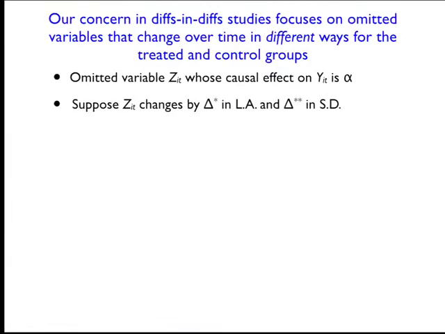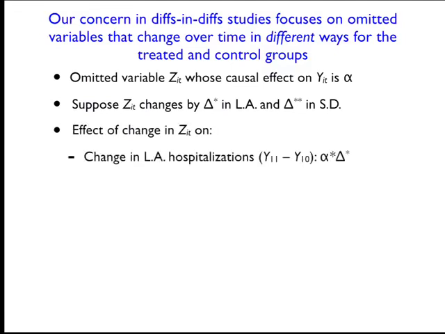Let's suppose that we have this variable Z that has an effect alpha on Y, and let's suppose that now it's changing by a different amount in Los Angeles than it is in San Diego. So it's changing by delta star in Los Angeles and delta star star in San Diego. Now when we look at the effect of a change in Z on the change in Los Angeles hospitalizations, it's alpha times delta star: the effect of the variable times the change in the variable, which in Los Angeles is delta star. In terms of its effect on the change in San Diego hospitalizations, it's alpha times delta star star.